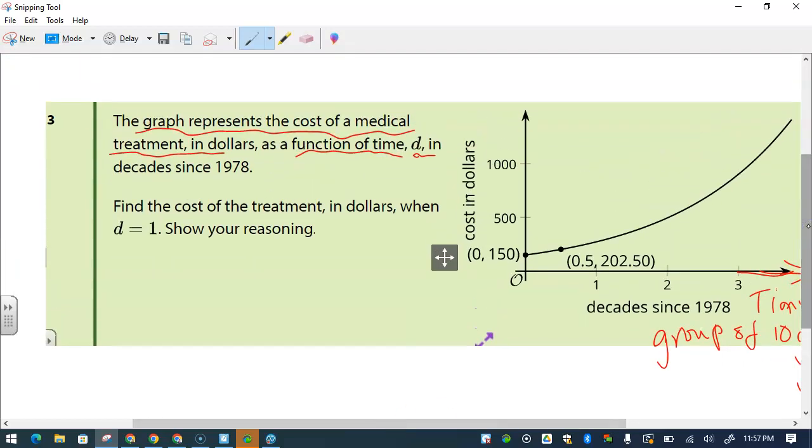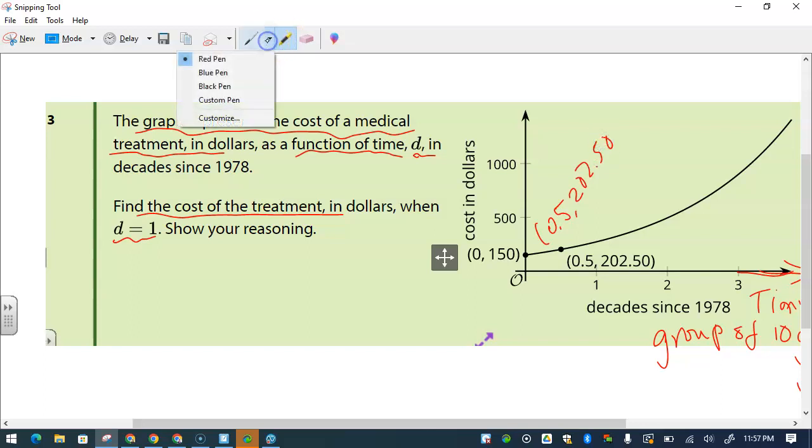So the first question asked is to find the cost of the treatment when D is equal to 1. That means in the first decade, how much is it? The one that they give is at this point. So there's a slide. This is 0.5, comma 1202. This should have been like this. So there's a confusion here. So let's see if I can fix that.